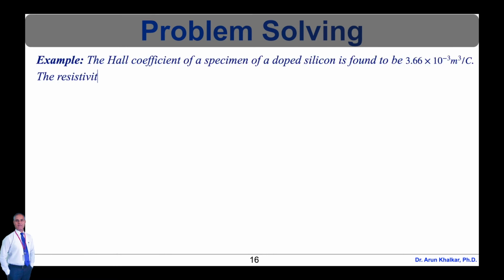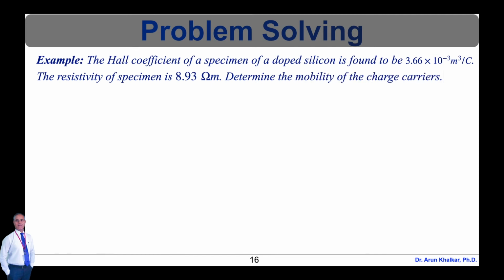The Hall coefficient of a specimen of a doped silicon is found to be 3.66 × 10^-3 meter cube per coulomb. The resistivity of the specimen is 8.93 ohm meter. Determine the mobility of the charge carriers. The solution of this problem is as follows.